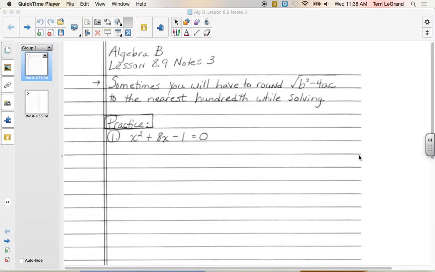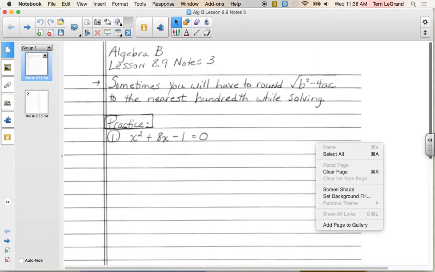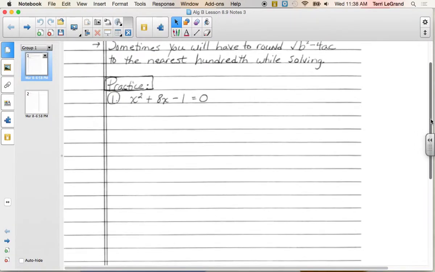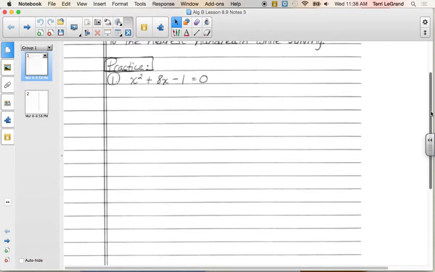If you remember right, back when we were using the square root method for solving these quadratic equations, we were rounding to the nearest hundredth. So that's what we're going to have to do in these problems. Sometimes, when we're taking the square root of the discriminant in the middle of the problem, we're going to round to the nearest hundredth. Okay, let's start with number 1.